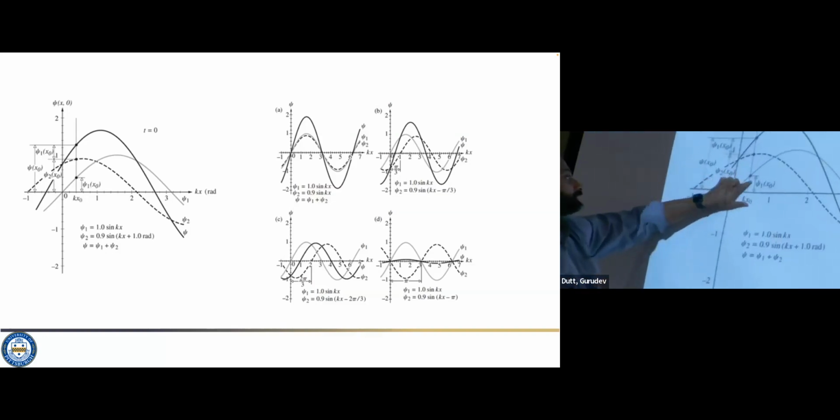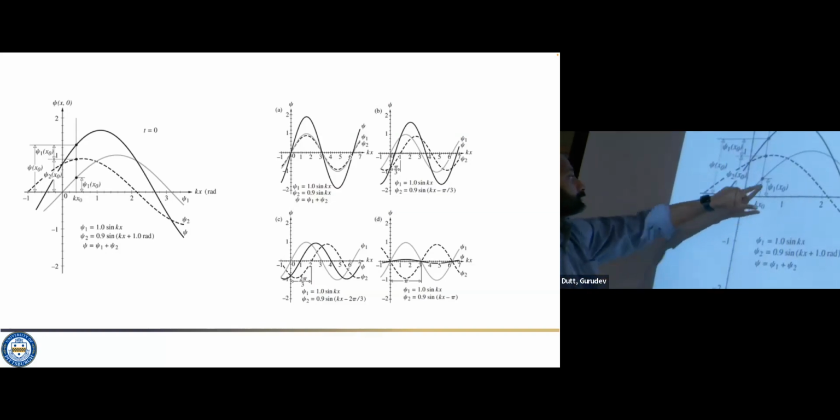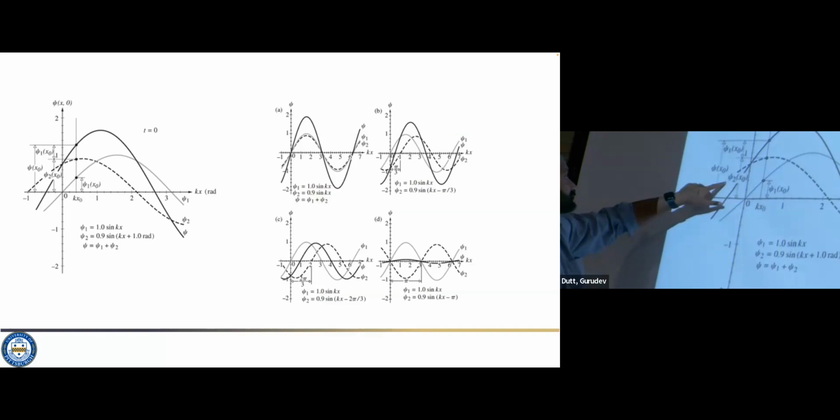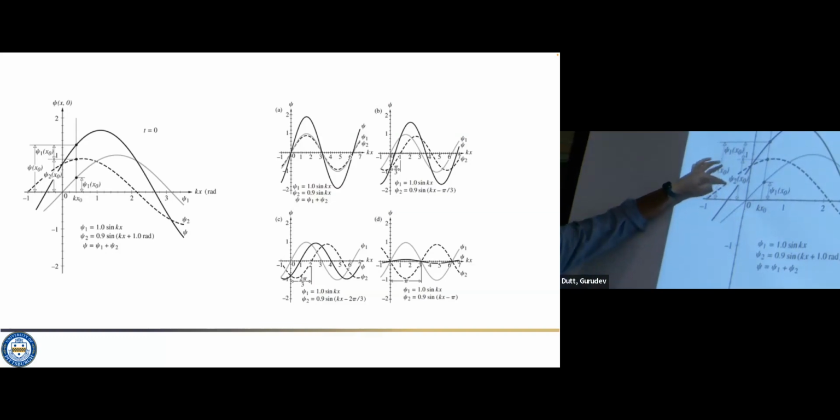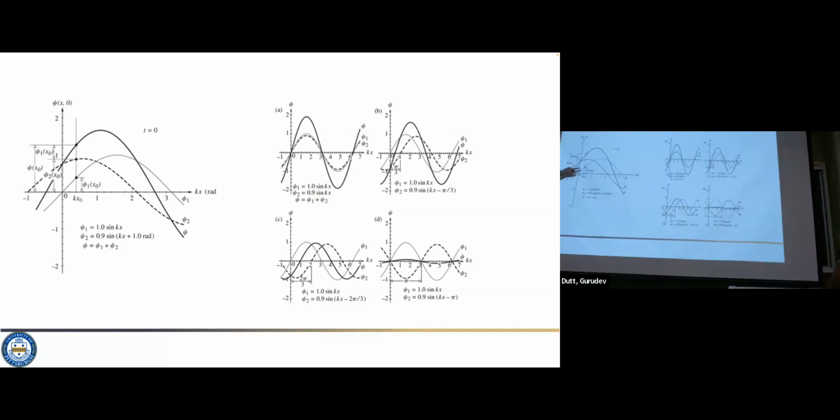So at this point, for this x naught to reach the same value in this dashed line, it's back right here. This point here is at the same phase as this point over here. It's displaced to the left compared to psi1. Is that clear to everyone?